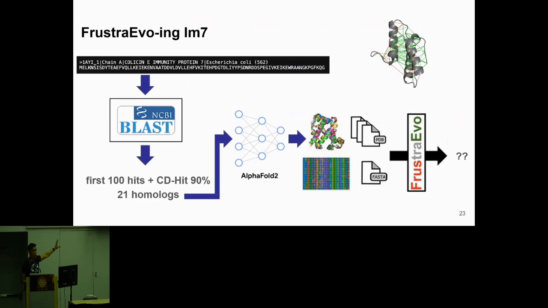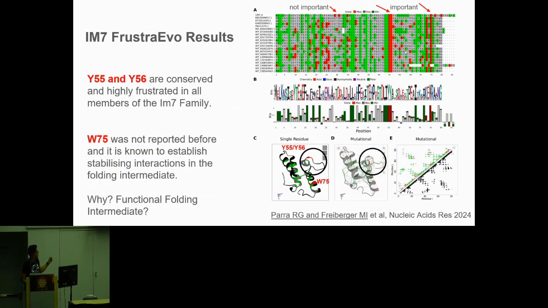Many of these homologs do not have a structure. We predicted the structures, we have them for 2, and then we gave the structures and the multiple sequence alignment to FrustraEvo and see what we see. And actually, if you see, the first row is the queried protein, and we see that the one that says no important is because that frustration actually is not conserved. So we don't know what it's doing there. Might be because of conformational issues, I don't know.